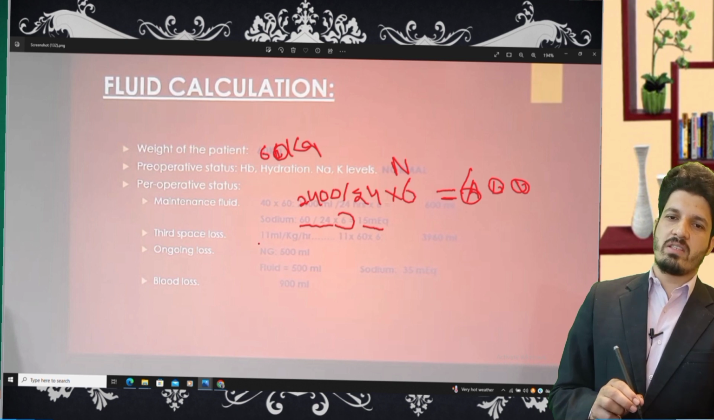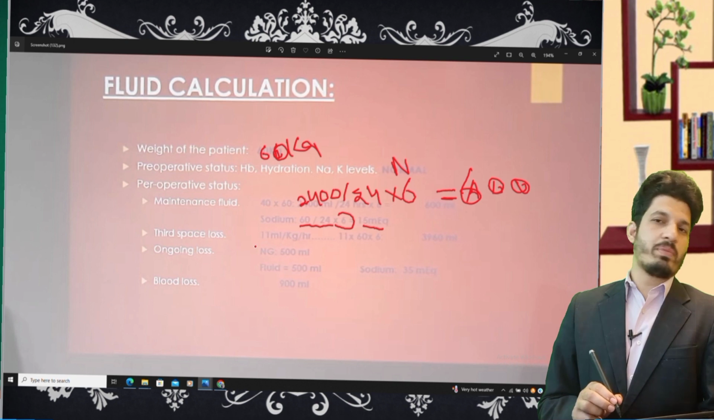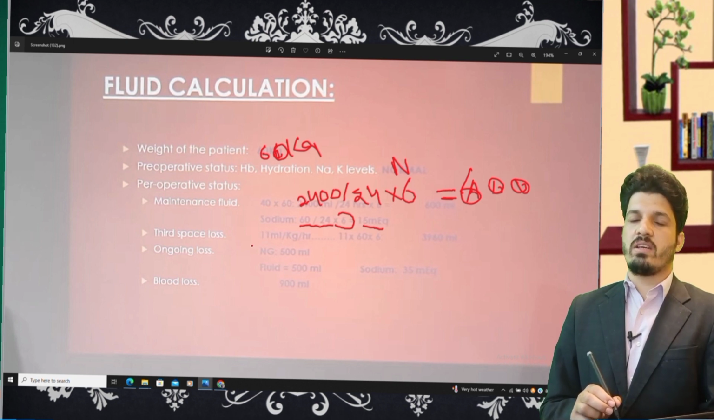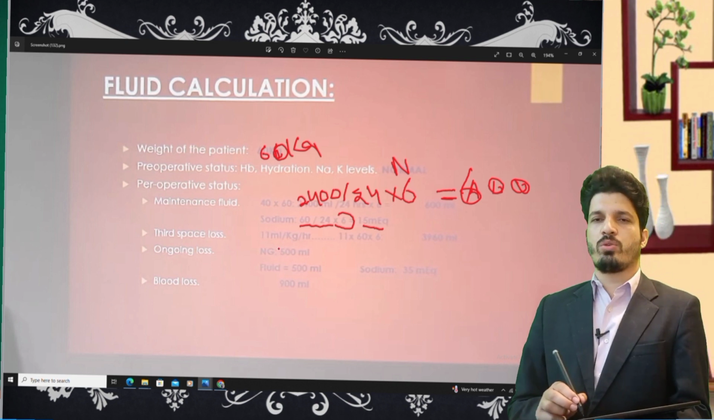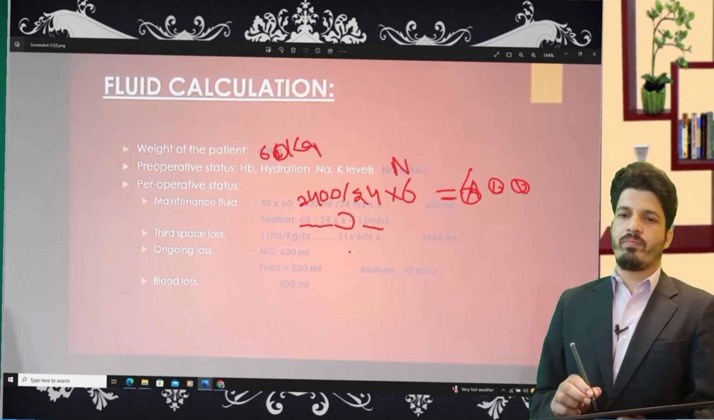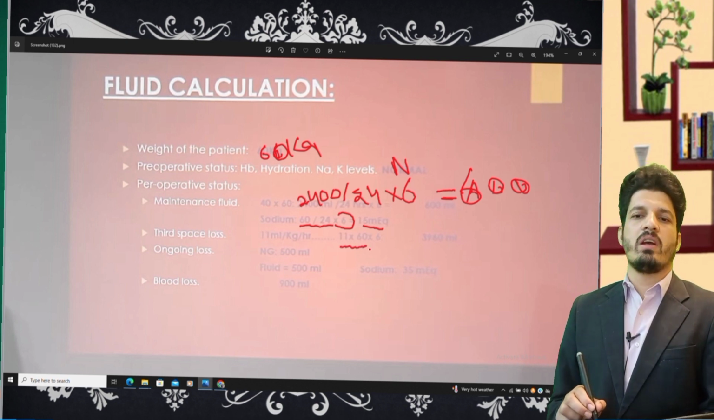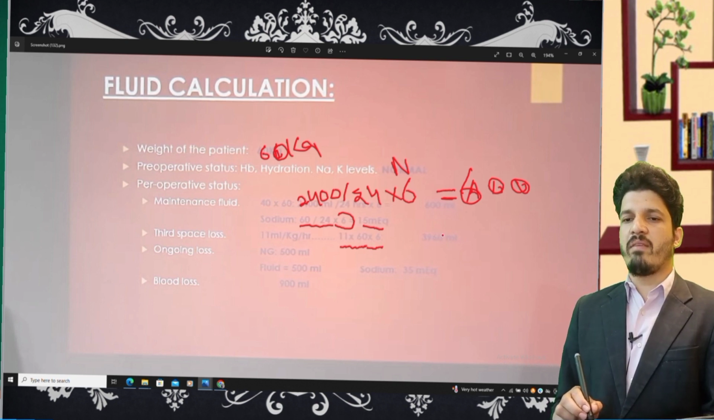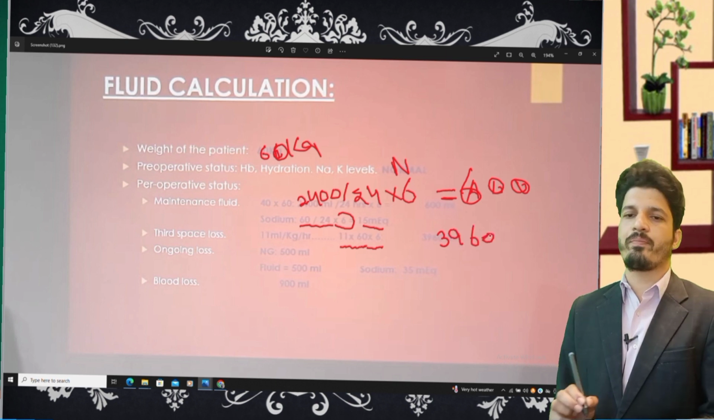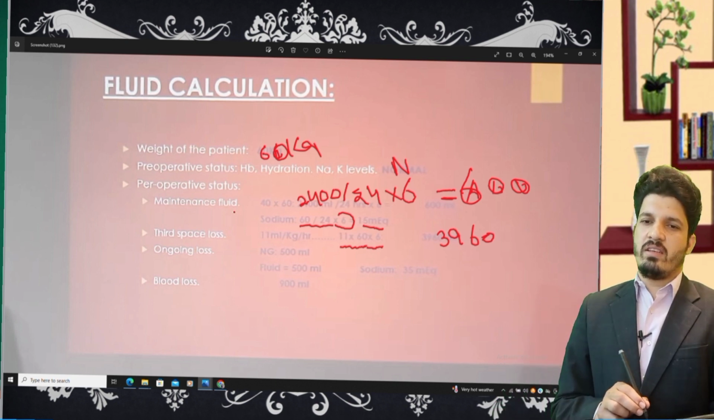And the third space loss, as it's a very large surgery. In the previous slides I told you that its value is 9 to 11 ml per kg per hour. So we have taken the value 11 and we will multiply 11 with 60 and with the time, that's 6 hours. So we will have the value 3960.